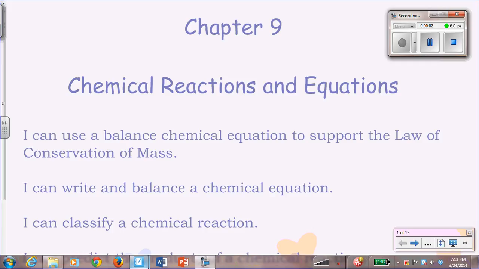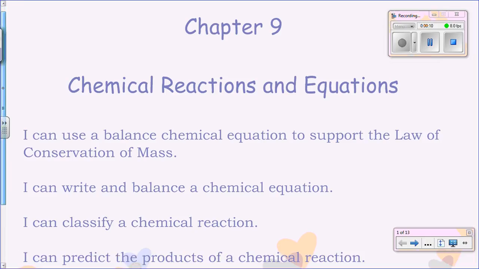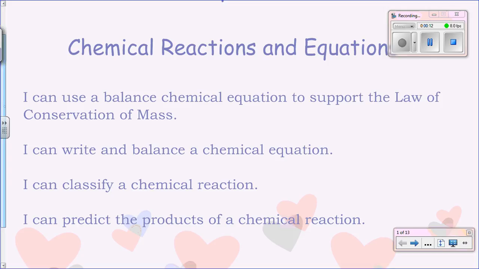The title of Chapter 9 is Chemical Reactions and Equations. After you complete this chapter, these are the learning objectives that you will be able to understand. First off, we're going to learn how to balance chemical equations that support the law of conservation of mass. You will be able to write and balance chemical equations. You'll be able to classify a chemical reaction, and you'll be able to predict the products.